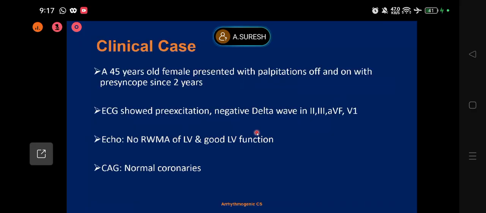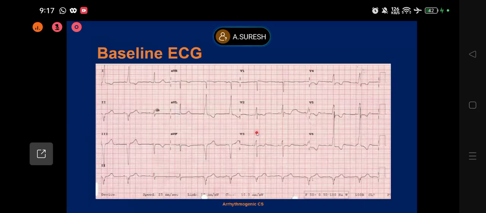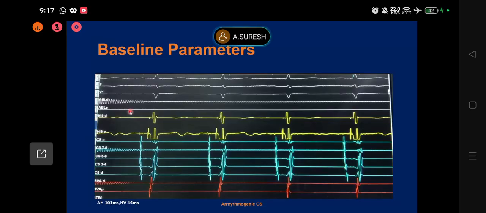So another patient, a 45-year-old female, presented with palpitations off and on with pre-syncope since 2 years. ECG showed pre-excitation, with a negative delta wave in 2, 3, AVF, V1, and echo and angiography were normal. When you see a negative delta wave in 2, 3 and AVF, as per the Arrhythmogenic algorithm, you must think of an epicardial axillary pathway, with a pouch. So these are the baseline parameters.